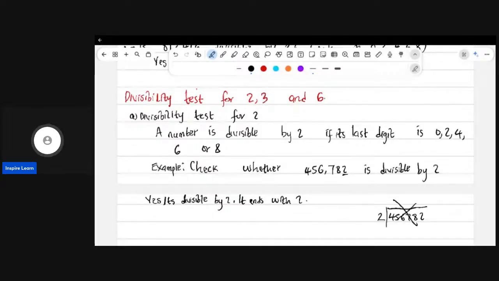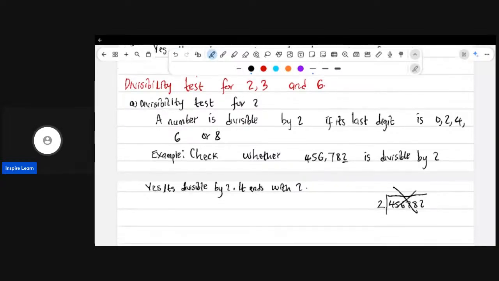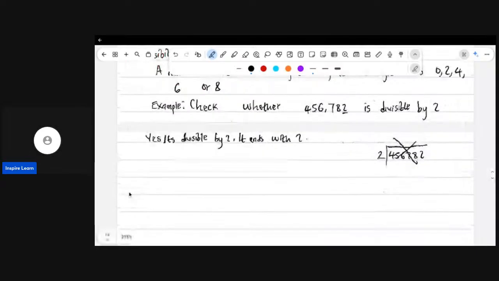So any number ending with either 0, 2, 4, 6, or 8 is divisible by 2 without even having to divide. You don't need to keep dividing as long as you're dealing with divisibility tests. You just need to confirm the last digit of that number.